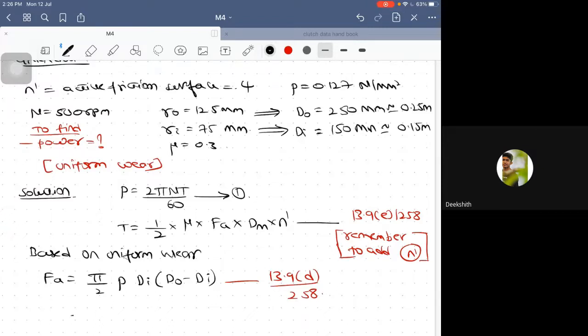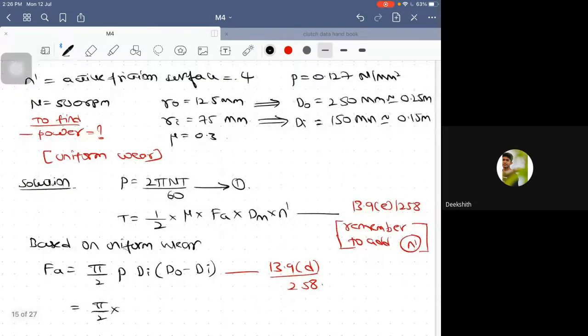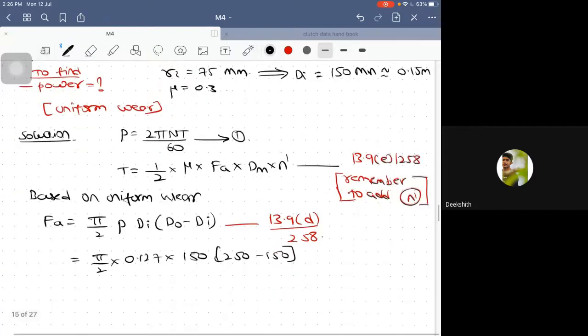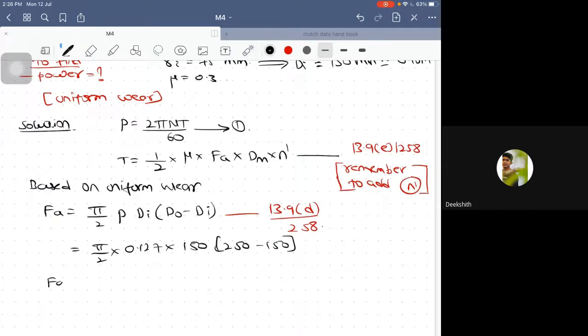That is equal to pi by 2 cross P value, which is 0.127. Since you are substituting mm, substitute in mm itself. So it is di, which is 150, into d naught, which is 250, minus 150 again. From this, can I have the value of Fa from your side? This would be in newtons. Meanwhile, calculate the mean diameter.